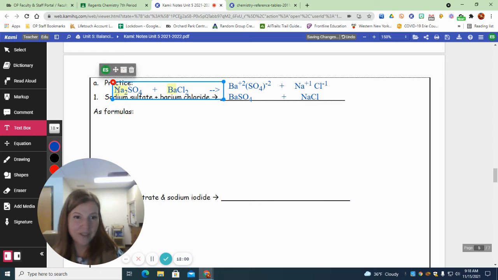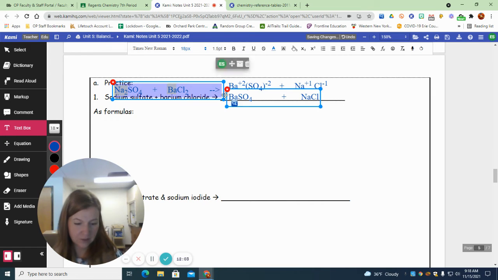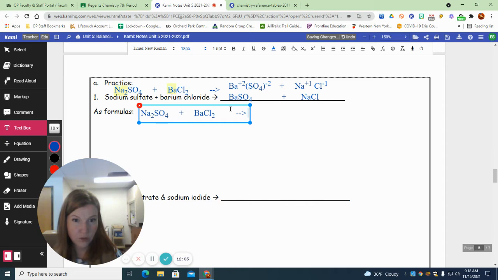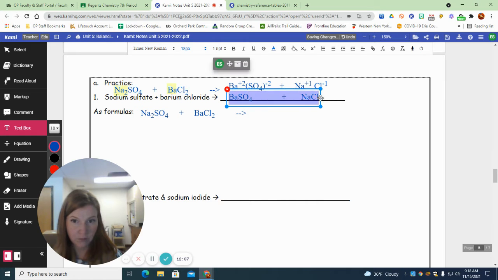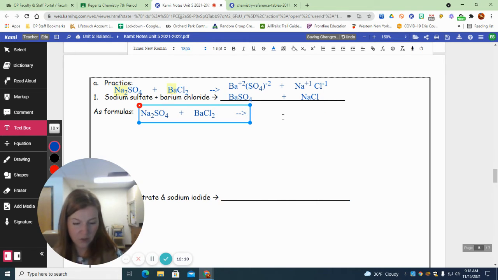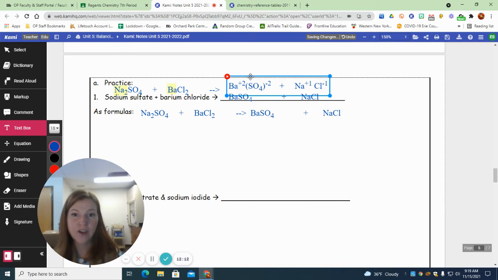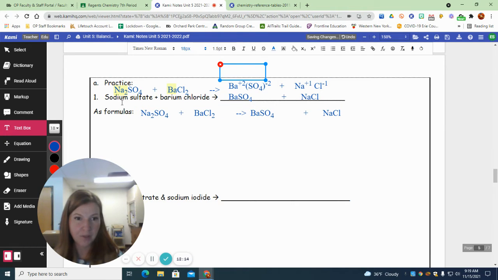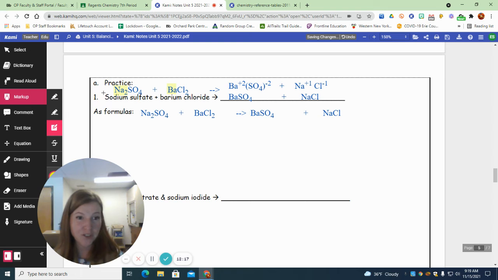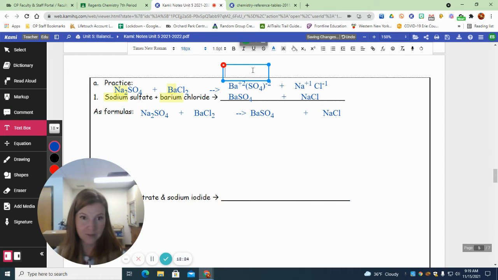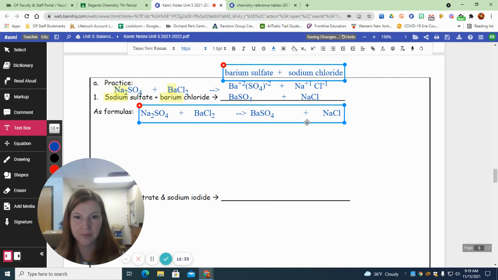So as formulas, this is what we have going on. I'm just going to rewrite it. So in words, if we were talking about the word equation here, and I'm just going to plop this up at the top, when you are given word equations, if they ask you what is created, all you do is you swap the first words. So I am creating barium sulfate and sodium chloride, okay, which is what we have down here.